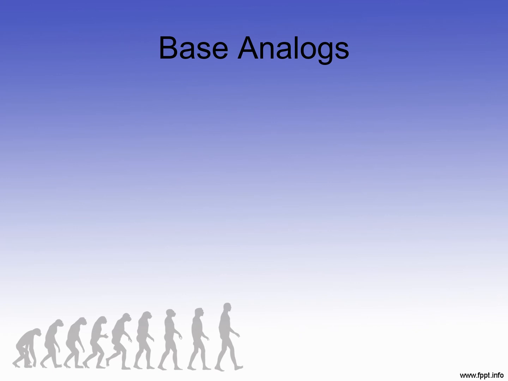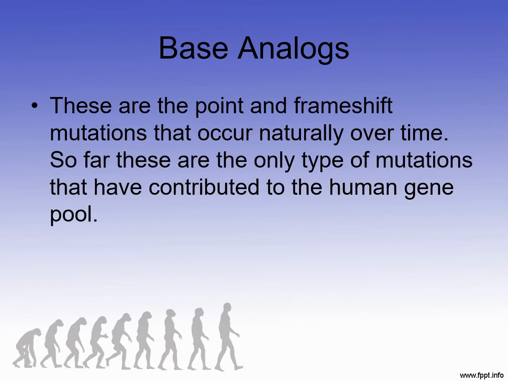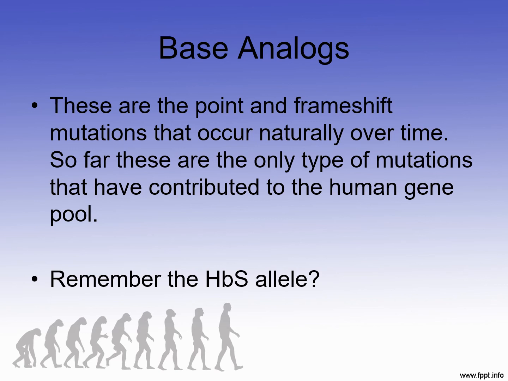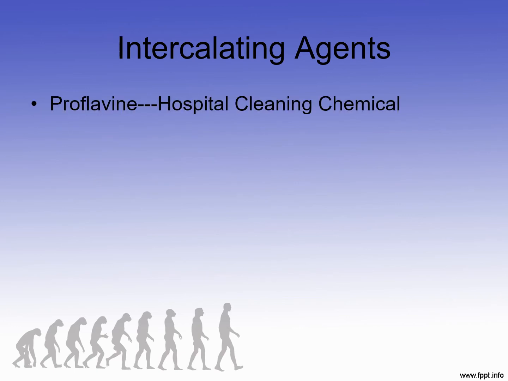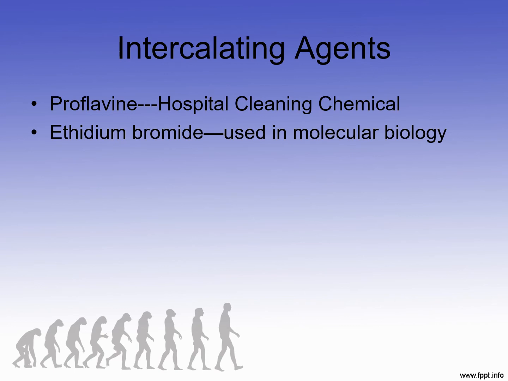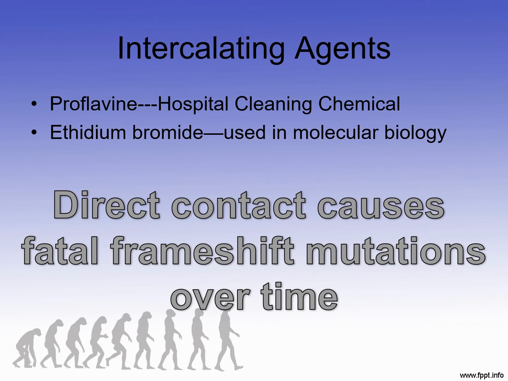So look at base analog mutations. These are the point and frame shift mutations that occur naturally over time. So far, these are the only type of mutations that have actually contributed to the human gene pool and still exist today. So remember our HbS allele we talked about earlier. This is a good example of a base analog mutation. Intercalating agents are things like proflavine, which is a hospital cleaning chemical, and ethidium bromide, which is used in molecular biology labs. Direct contact with intercalating agents can cause fatal frame shift mutations over time.